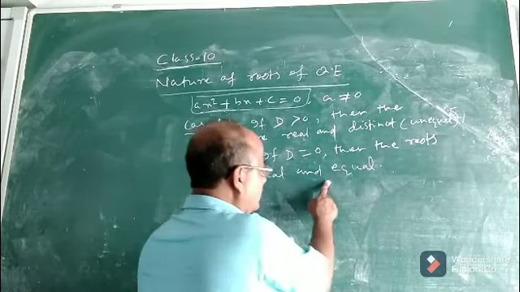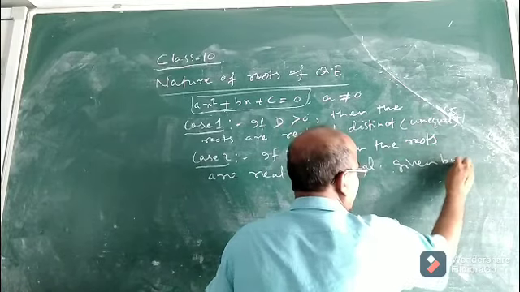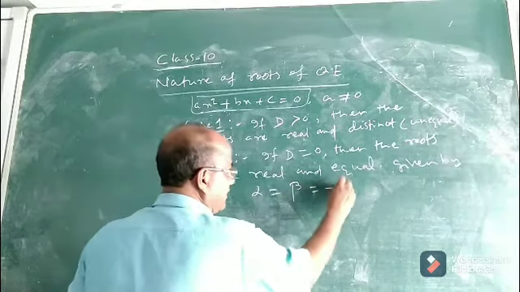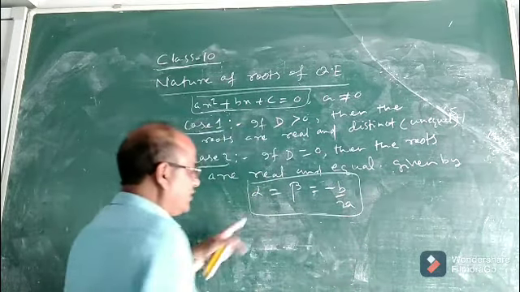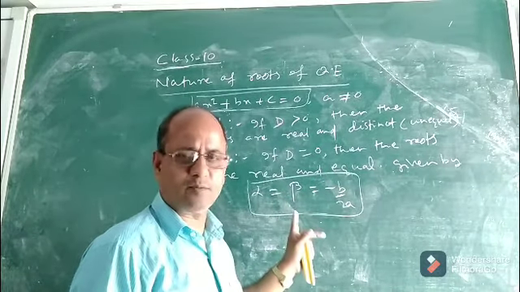And what are the equal roots that I am writing here? Given by both alpha and beta equal to minus b by 2a. You can ask me a question here: Sir, how did you know that both the roots will be equal to minus b by 2a?